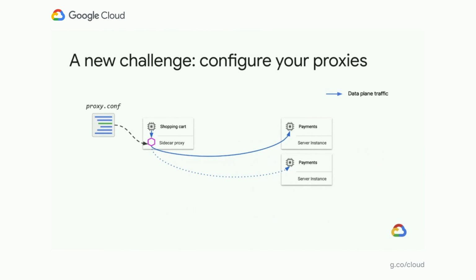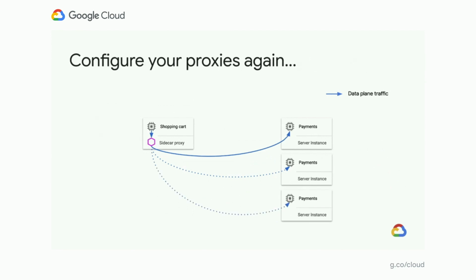And so, okay, fine, writing a proxy.conf for one sidecar proxy, no big deal, right? What happens when you have a new payments backend? Well, you're configuring your proxies again. And so a way to do that is you write yourself another proxy.conf. I think you can already see where I'm going with this, but you've now effectively started to take on this additional responsibility, which is how do I write, distribute, and store proxy configuration? And in this case, this is still pretty trivial.